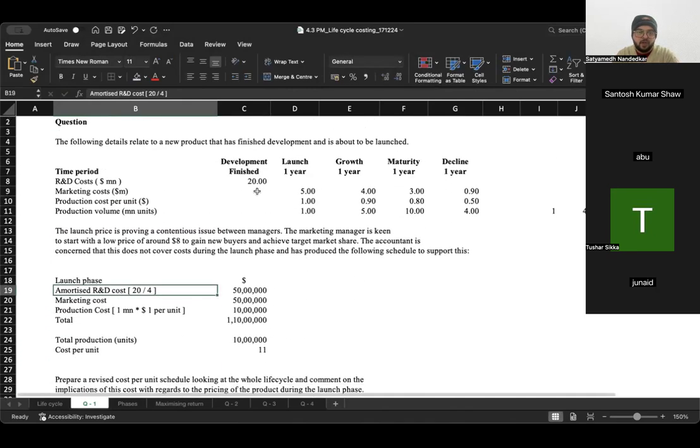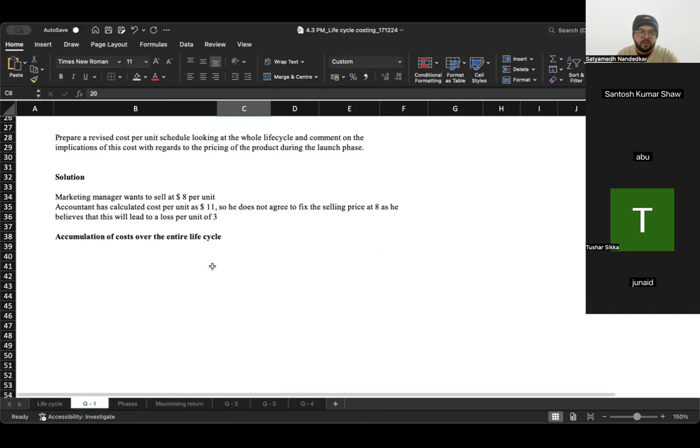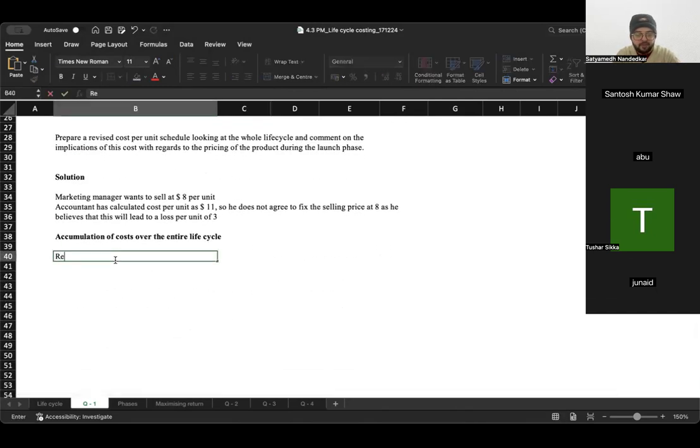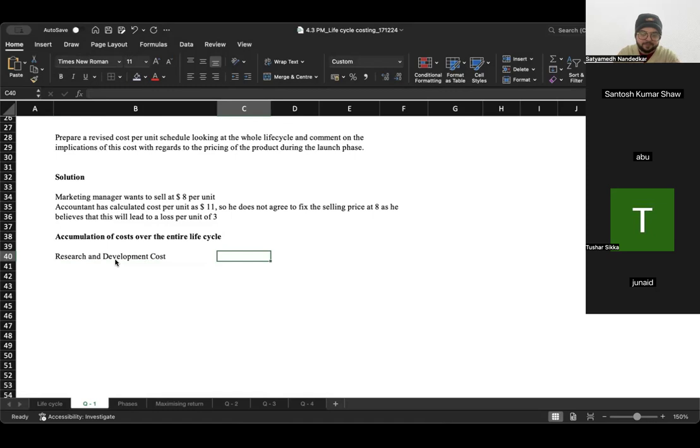Okay. In the launch phase, you incurred 20 million research and development cost. Research and development cost, okay, 20 million.